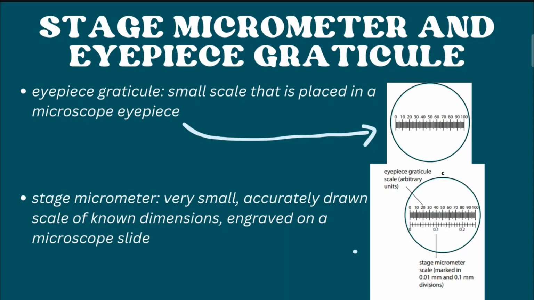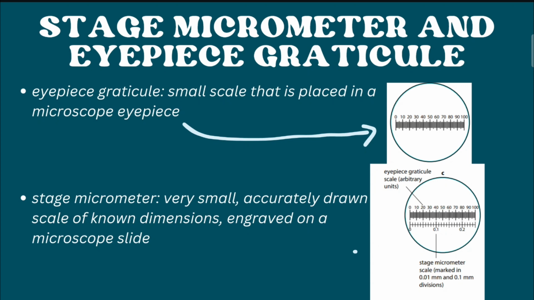Alright, now we move on to stage micrometers and eyepiece graticule. So this is an eyepiece graticule over here. This is something that you use to measure the size of what you are viewing, right? The actual size. People confuse it with the image size. No, image size is once you've printed this out. You've taken a picture of what you viewed under the microscope and printed it out, and then you measure the image of that printout. The actual size is what you will measure when it's under the microscope.